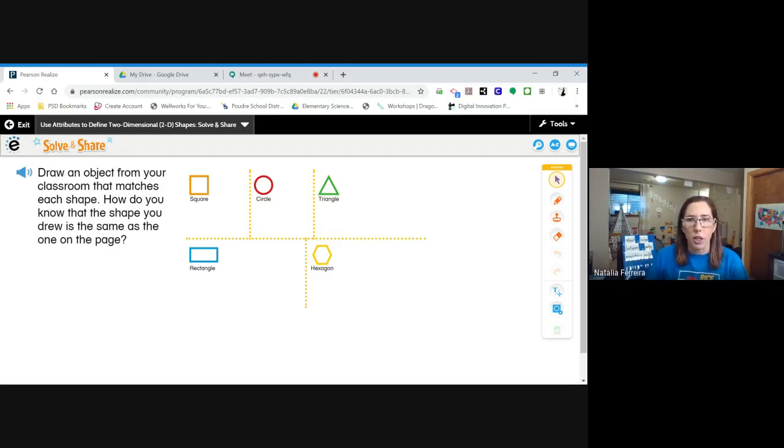So our solve and share today is draw an object from your classroom or your house that matches each shape. How do you know that the shape you drew is the same as the one on the page? All right, so take a look around your house. See if you can find some things that are the same shapes. So you need a square, a circle, a triangle, a rectangle, and a hexagon.